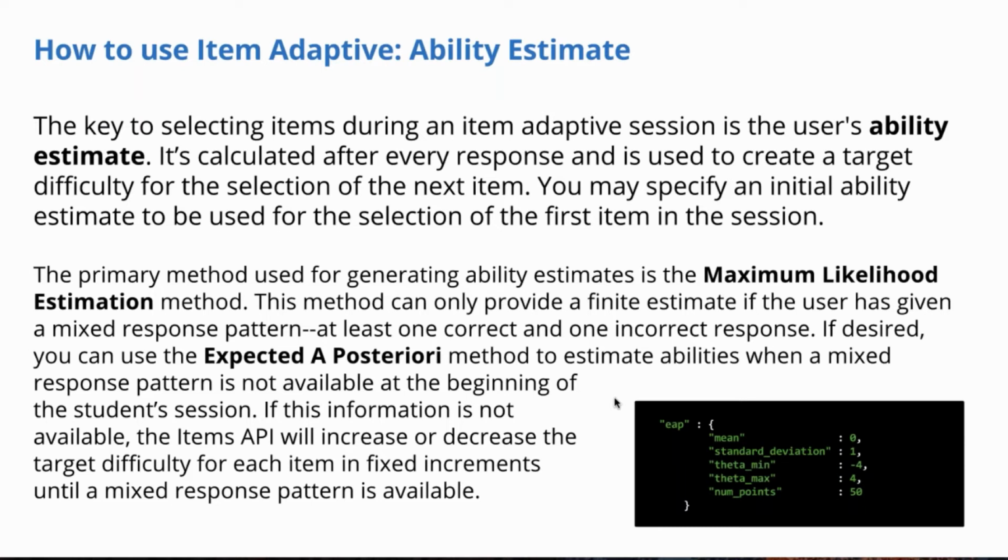So prior to that, you can use the expected a posteriori method, which will allow you to define a mean expectation, a standard deviation, the upper and lower bounds of the difficulty levels, and the number of points assigned. And that will allow the algorithm to start that estimation prior to having a mixed response pattern. Once that mixed response pattern is established, the algorithm will then switch over to the MLE method to continue further estimations. So as we're going through, we're continuing to refine the student's ability.